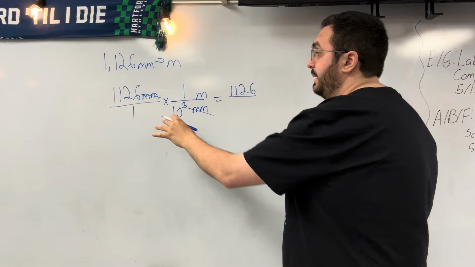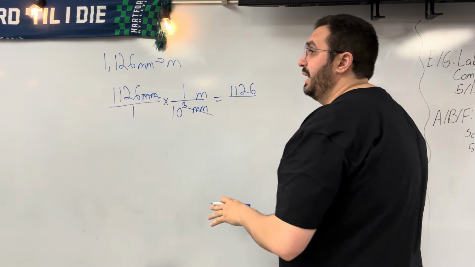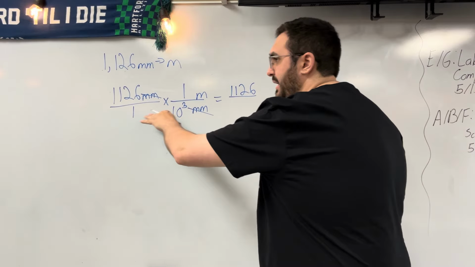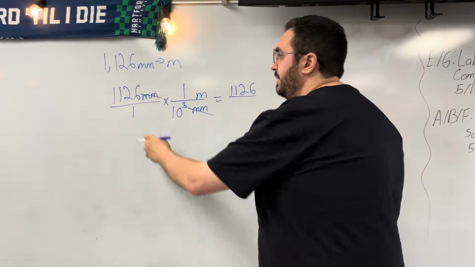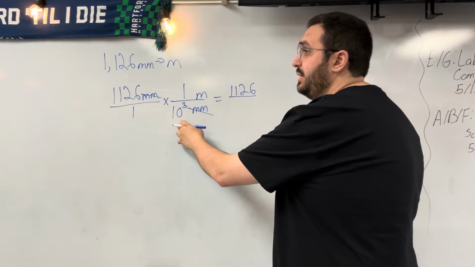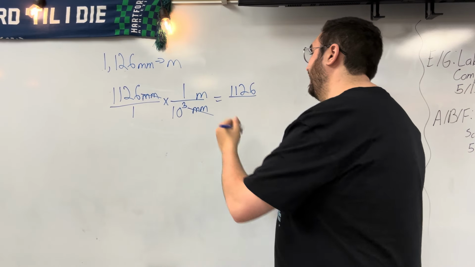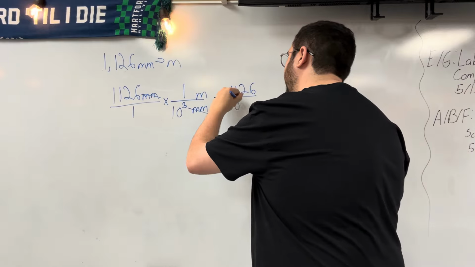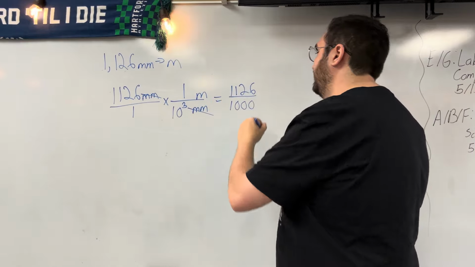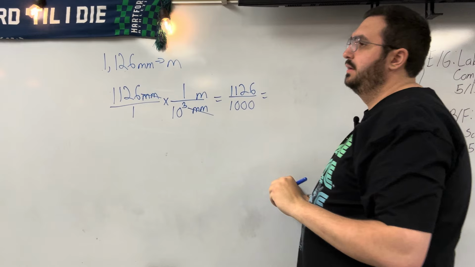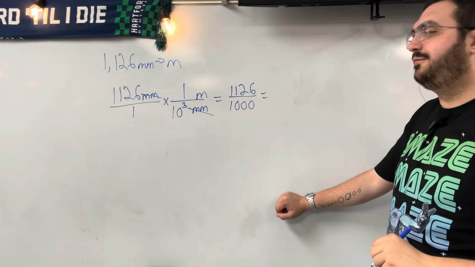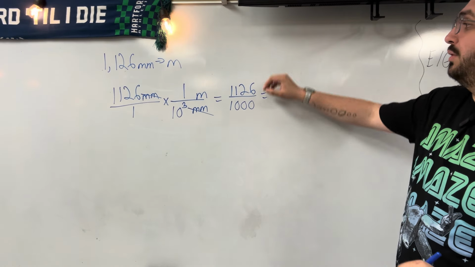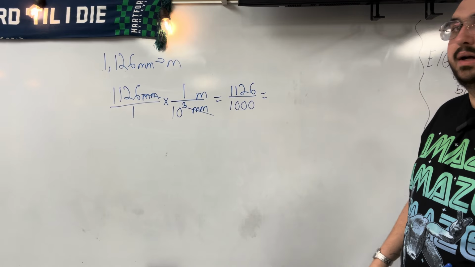Then once I do that, I'm going to go down here, and I'm going to do the same thing in my denominator, and my numbers on the bottom. I'm going to do 1 times 10 to the 3, aka 1,000. And I just get 1,000, because anything times 1 is just itself. Finally, to get my final number, I'm going to simplify this fraction, right?